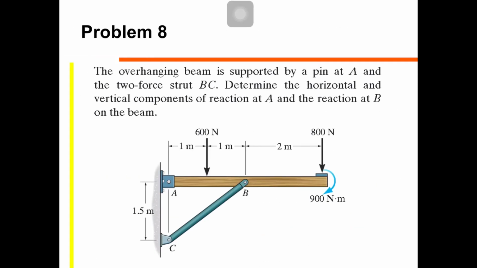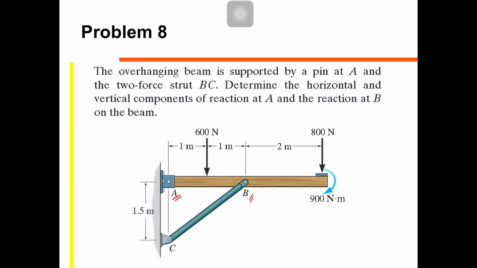Alright, we look into problem 8. Okay, so the overhanging beam is supported by a pin at A and a two force strut BC. Determine the horizontal and vertical components of reaction at A and the reaction at B on the beam. So this is A, this is B.